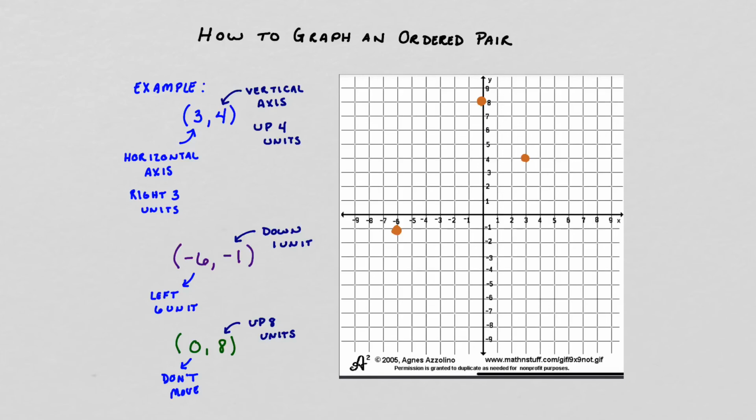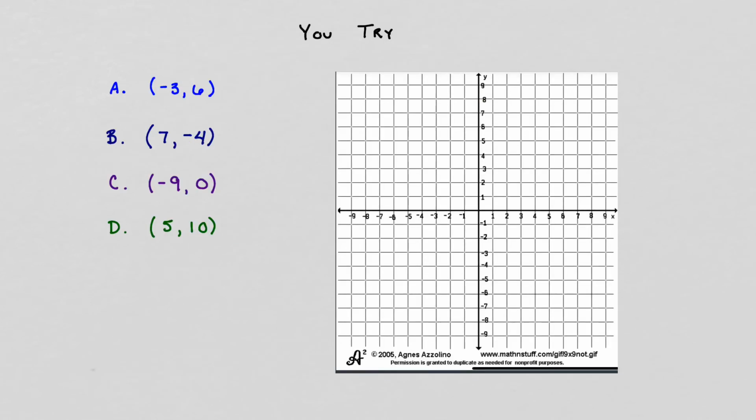All right, let's go ahead and have you try some on your own. What I would like you to do is take a moment and try to graph these 4 coordinate points. You might want to label A, B, C, and D next to those coordinate points when you're done. When you are ready, go ahead and press play for the video, and we will review them together. All right, so I'm going to give you a moment, press pause, and try these out.